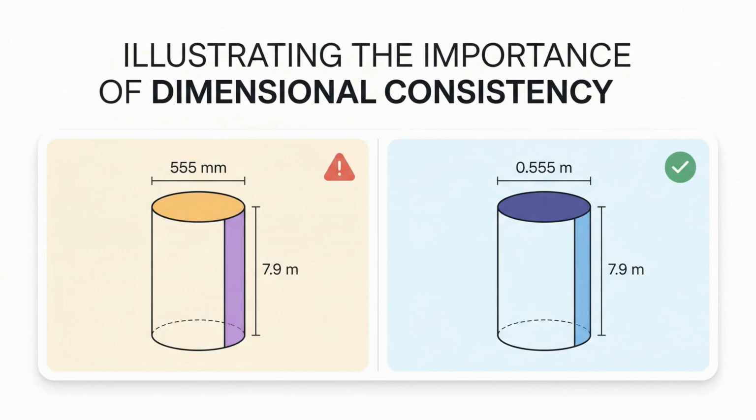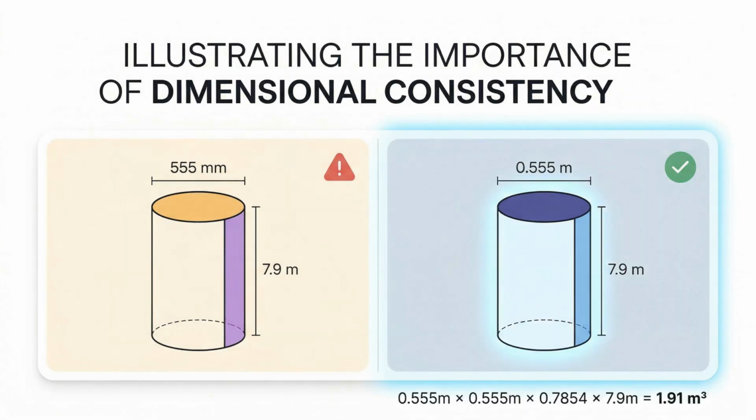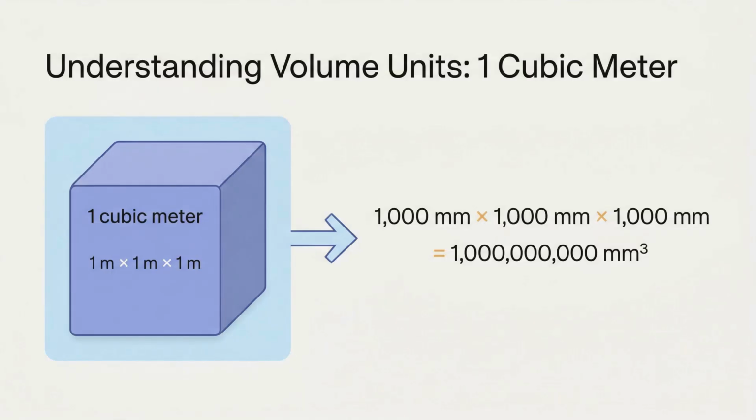Because the diameter is squared, you are essentially multiplying 3 dimensions together, meters times meters times meters, which results in an answer of 1.91 cubic meters. What if we needed that answer in cubic millimeters? It is not as simple as multiplying by 1,000. Since volume is 3-dimensional, a 1 meter cube is 1,000 millimeters long, wide, and high. Therefore, 1 cubic meter is actually equal to 1 billion cubic millimeters.